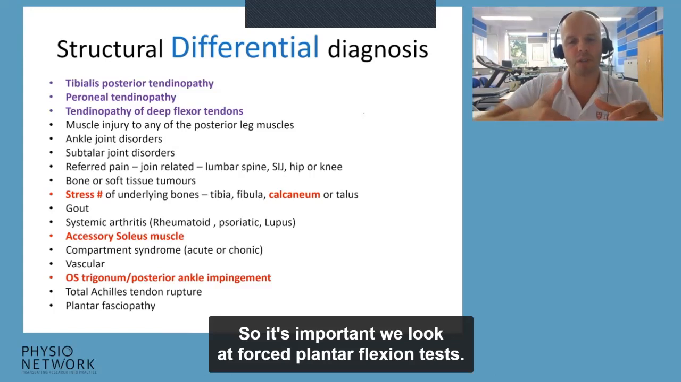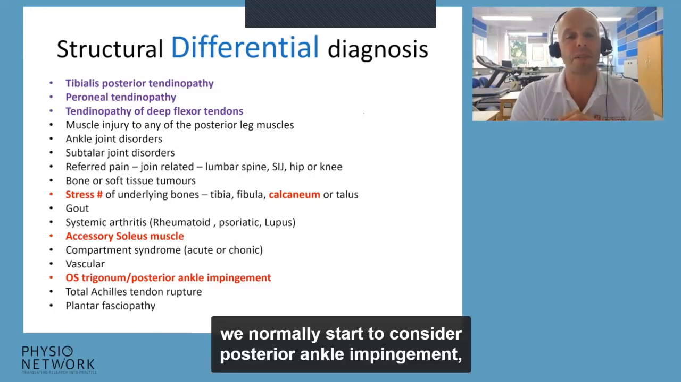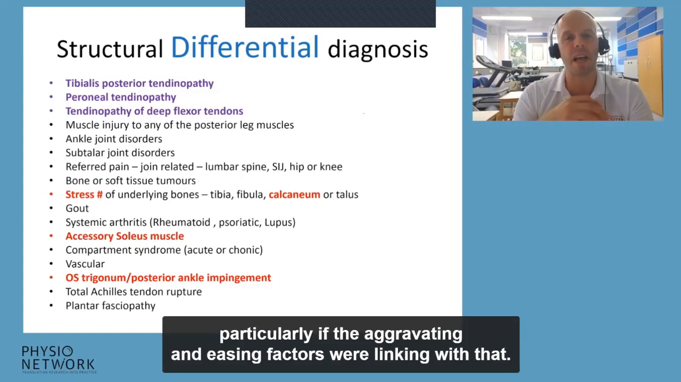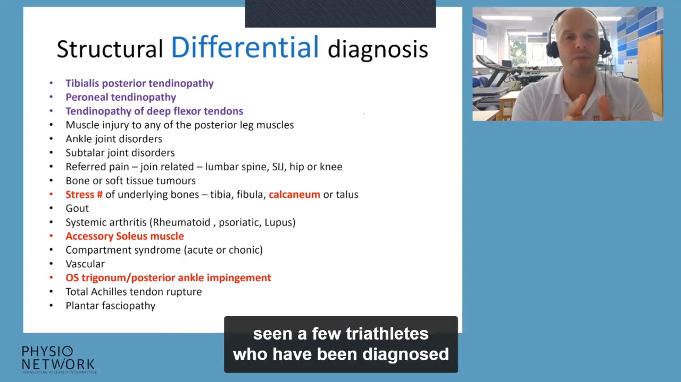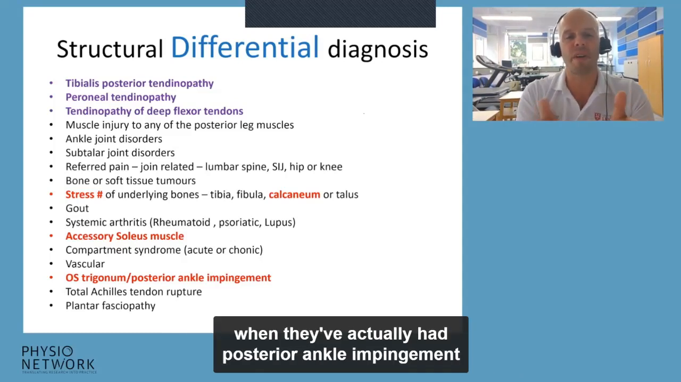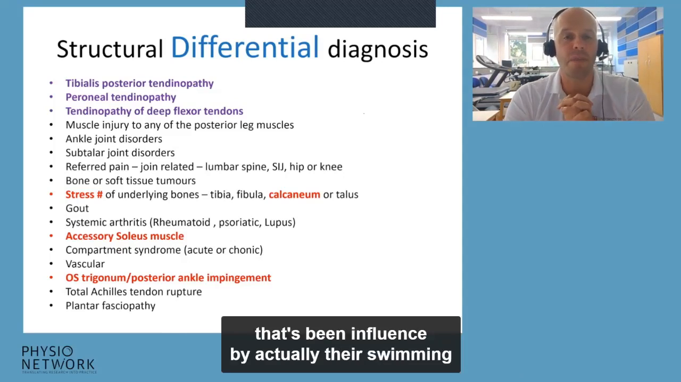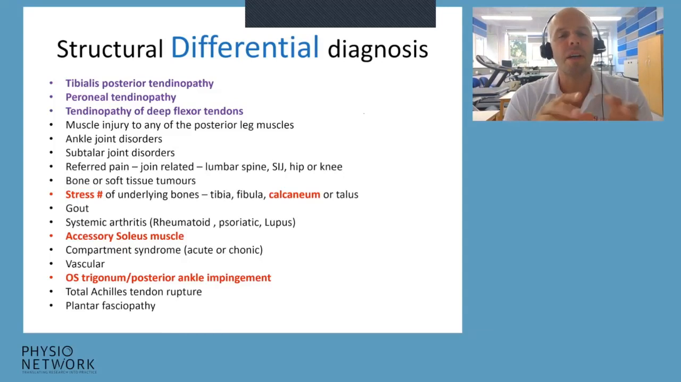So it's important we look at forced plantarflexion tests. There is no load on the tendon. If a forced plantarflexion test is provocative, we normally start to consider posterior ankle impingement, particularly if the aggravating and easing factors were linking with that. And I've certainly in the last couple of months seen a few triathletes who have been diagnosed with Achilles tendinopathy disorders and managed as such when they've actually had posterior ankle impingement that's been influenced when they're swimming rather than running predominantly.